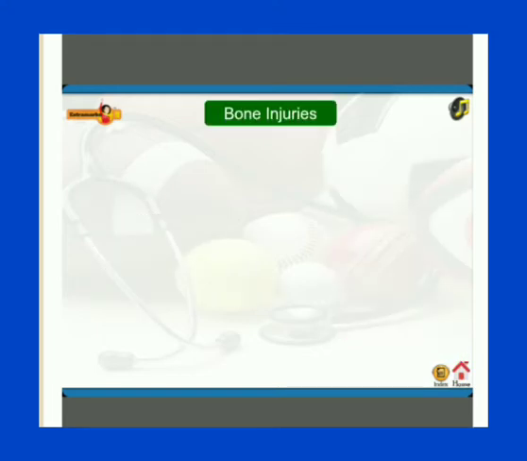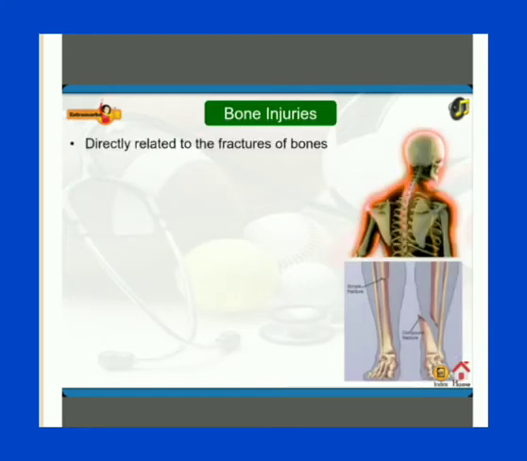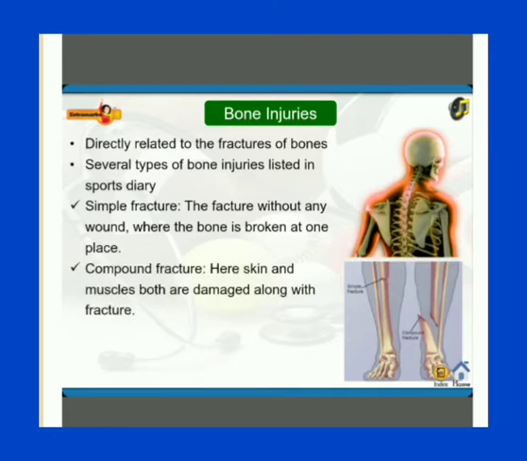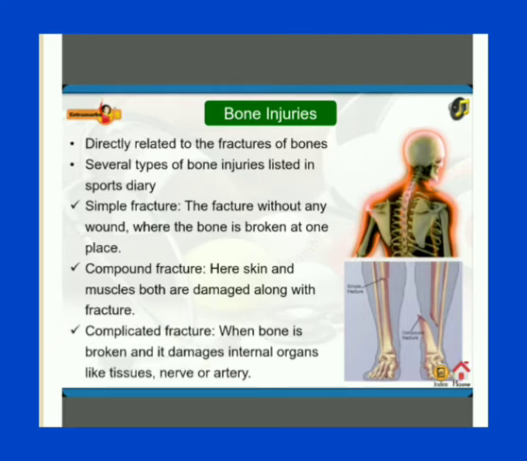Bone injuries. It is directly related to the fractures of bones. There are several types of bone injuries listed in the sports diary. These are: simple fracture, the fracture without any wound where the bone is broken at one place. Compound fracture, where skin and muscles both are damaged along with the fracture. Complicated fracture, when the bone is broken and it damages internal organs like tissues, nerve or artery.